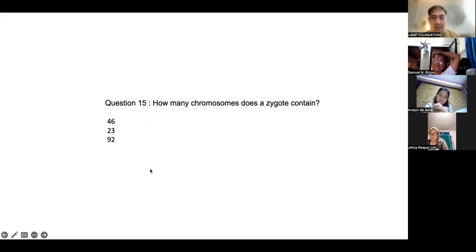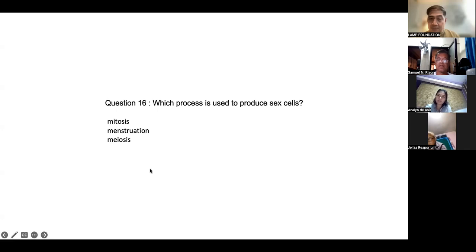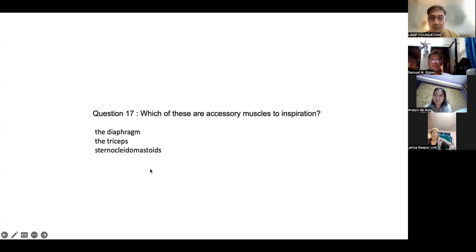Umbilical cord. How many chromosomes does a zygote contain? 46. Yes. Which process is used to produce sex cells? Meiosis. Okay. Which of these are accessory muscles to inspiration?